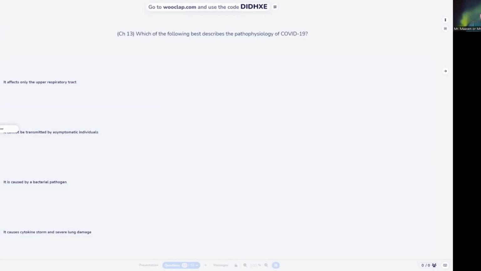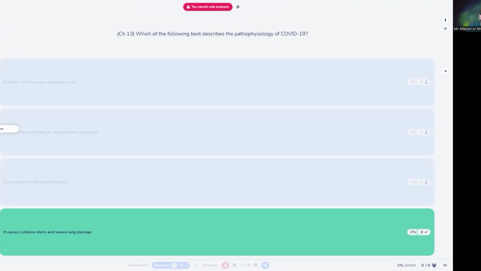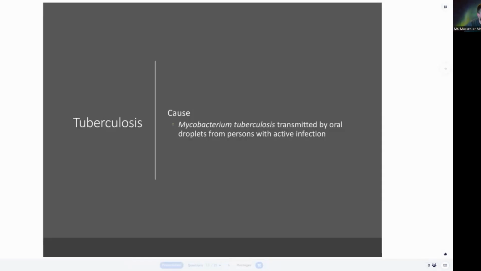Have you said number 4? You're right. Think of that cytokine storm and severe lung damage. So, still moving on with infections of the lungs. I told you guys, hang in there. This is a long one.